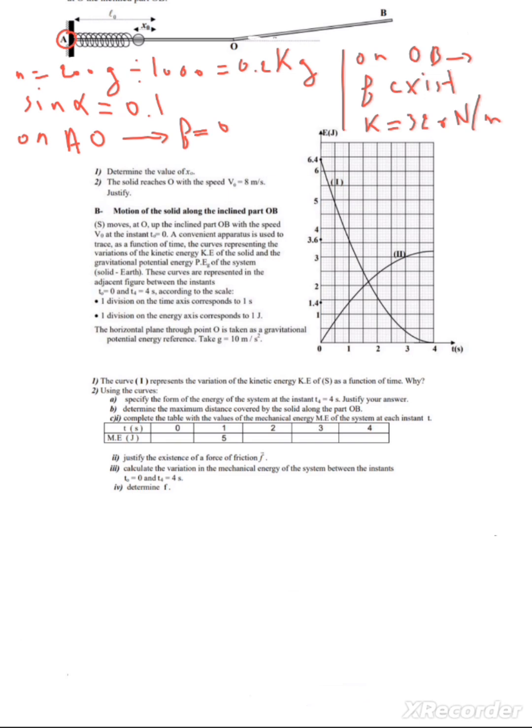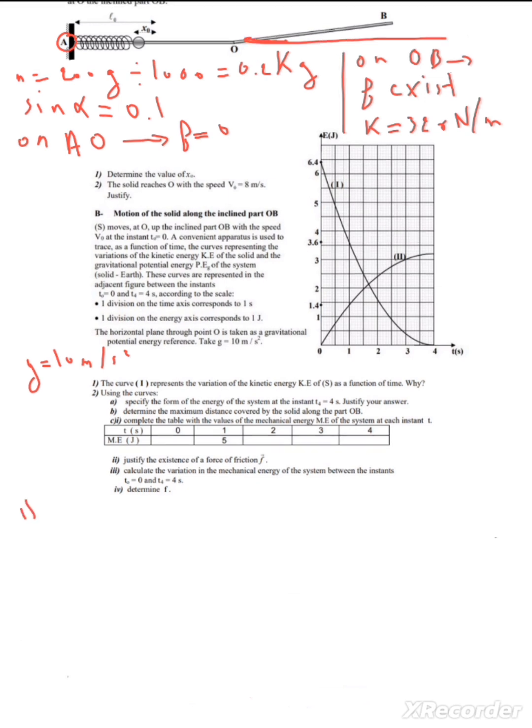Here is the gravitational potential energy reference, and we have g equal 10 meter per second square. Part 1, the curve 1 represents the variation of the kinetic energy of S as a function of time.